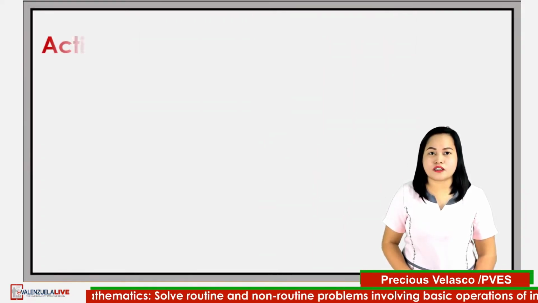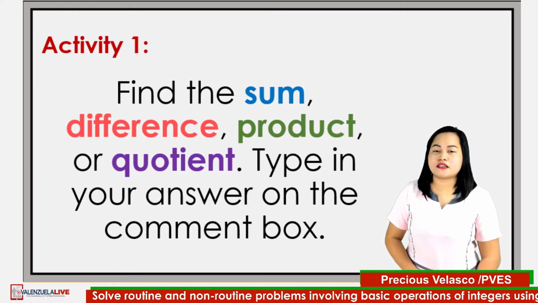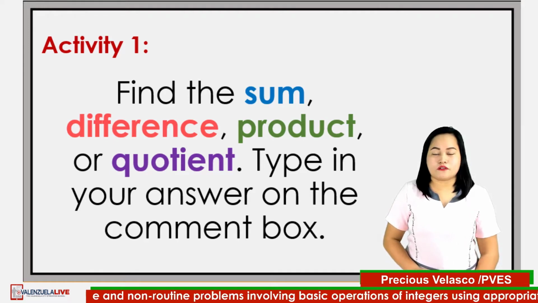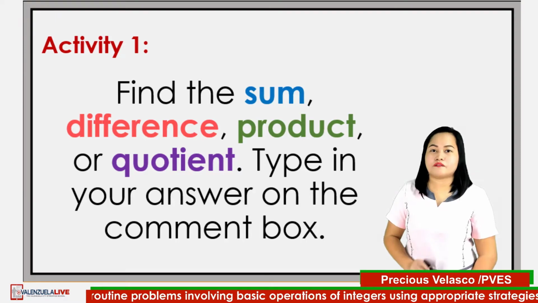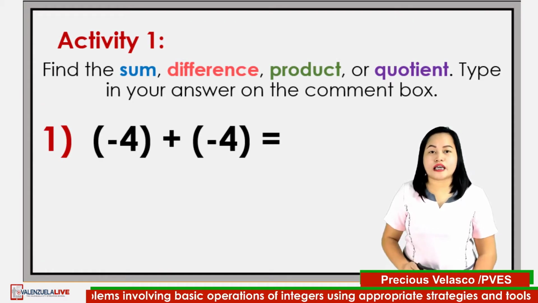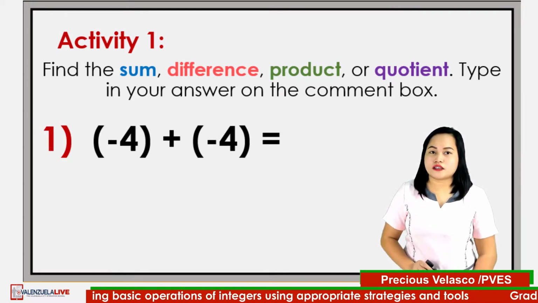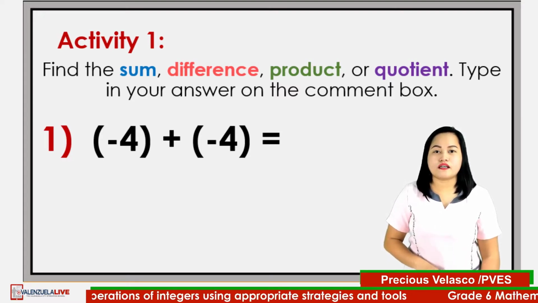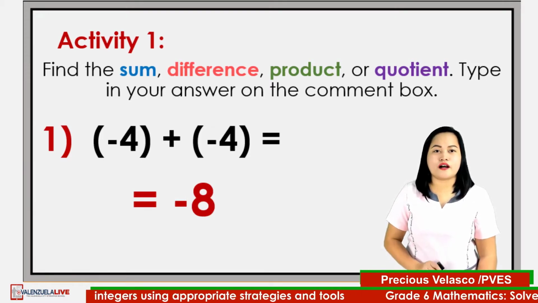So I have your activity number 1, and you are going to find the sum, the difference, the product, or the quotient, and you're going to type in your answers on the comment box below. So let's start. For the first one, we have negative 4 plus negative 4. So in this number, we are going to find the sum. And if your answer is negative 8, then you are correct.